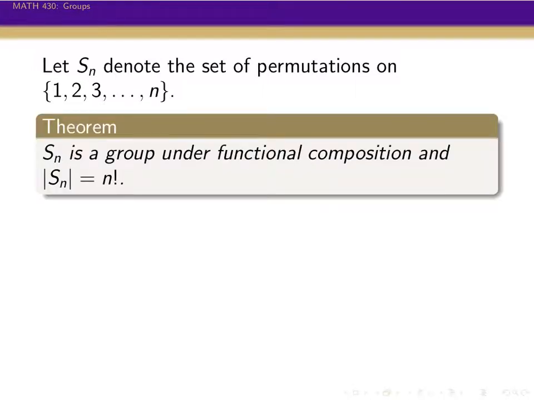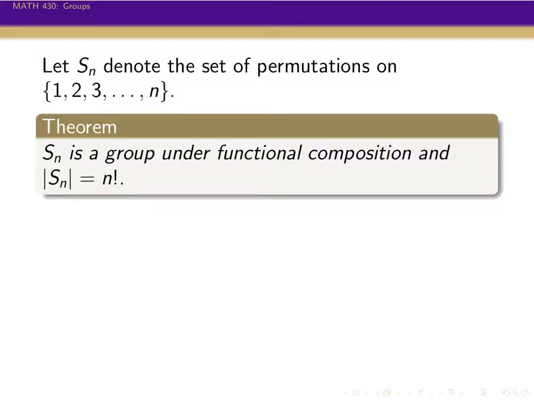Well, the big result for this video is that this set of all the permutations on 1, 2, 3, 4, 5, or 1, 2, 3 up to n, actually forms a group with this operation of composition. And how many elements are in this group? Well, the number of elements is n factorial. And the proof of this is really pretty simple.